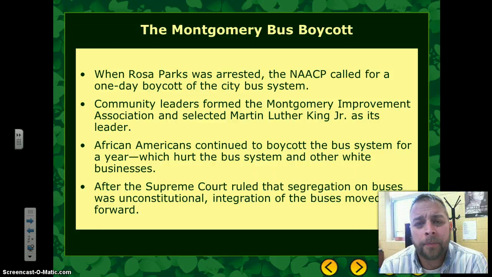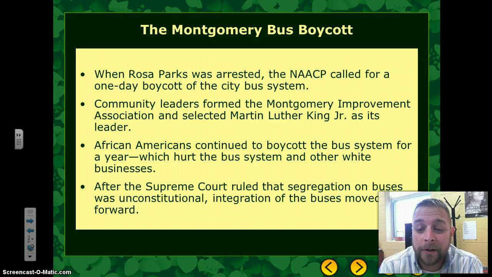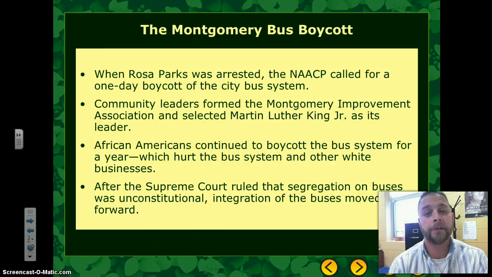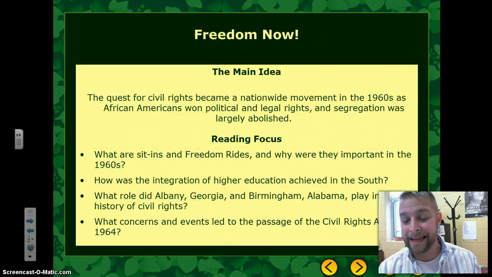So basically, Parks was arrested, and the NAACP called for a one-day boycott of the city bus system. So the community leaders formed the Montgomery Improvement Association, and Martin Luther King Jr. was its leader. They continued the boycott not for a day, but for an entire year. And after a Supreme Court decision and basically the financial hardship of the owners of the bus system, the integration of buses was accomplished. And this is kind of the beginning of the modern civil rights movement.